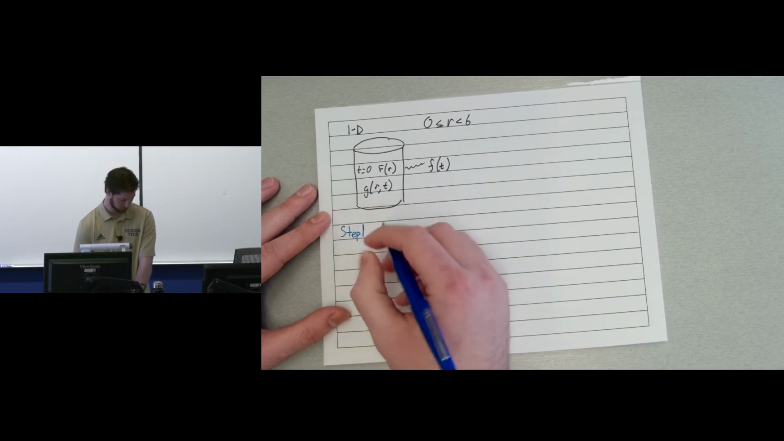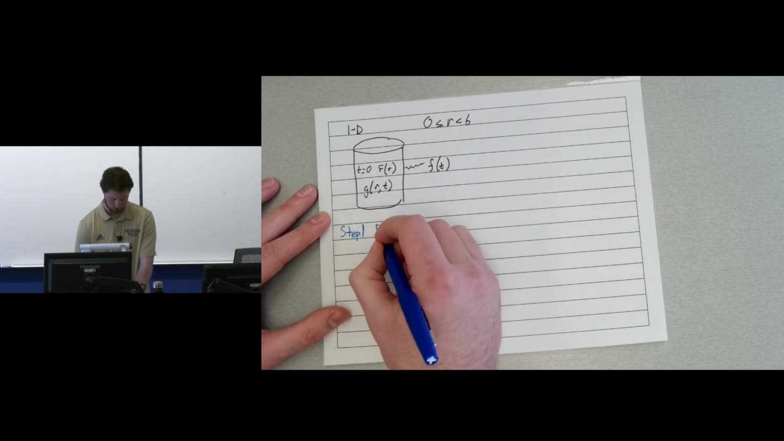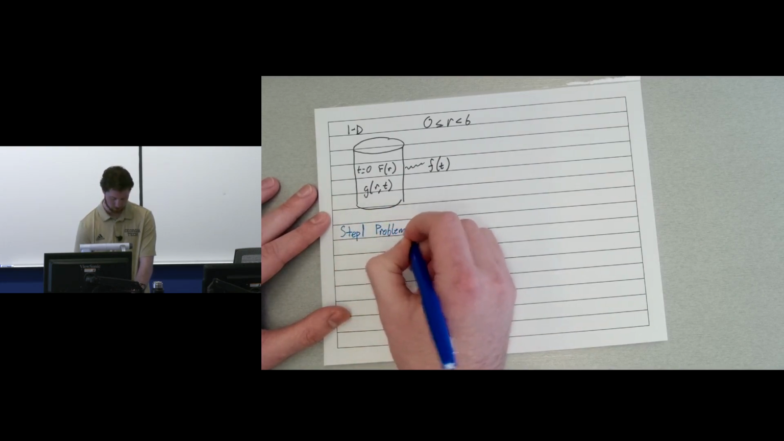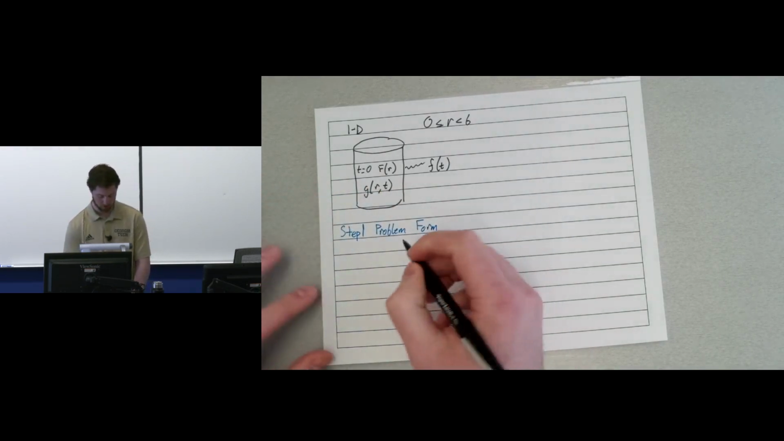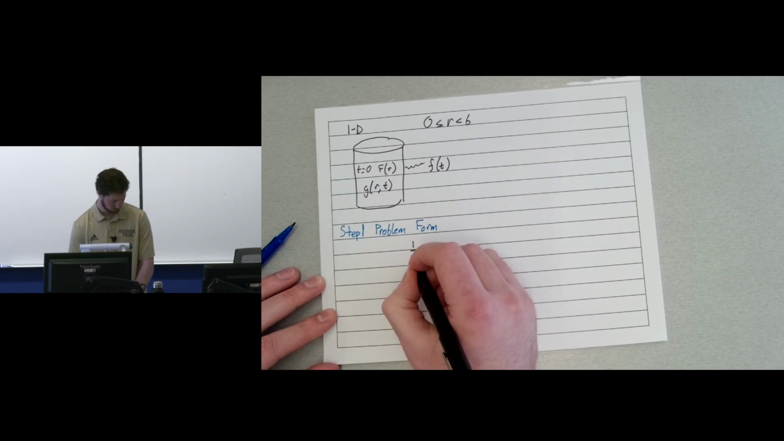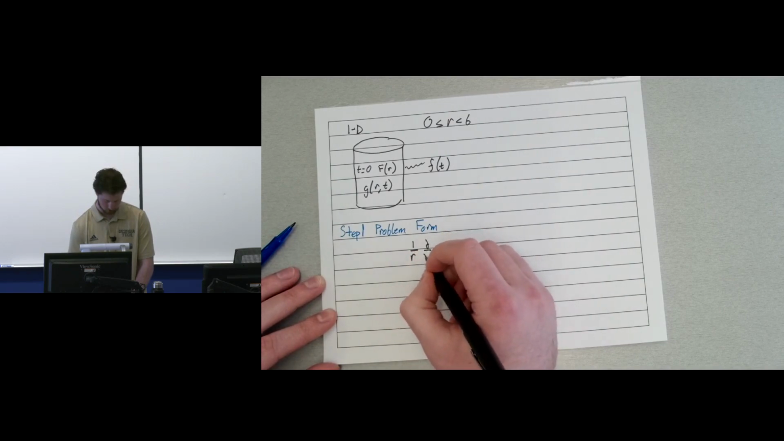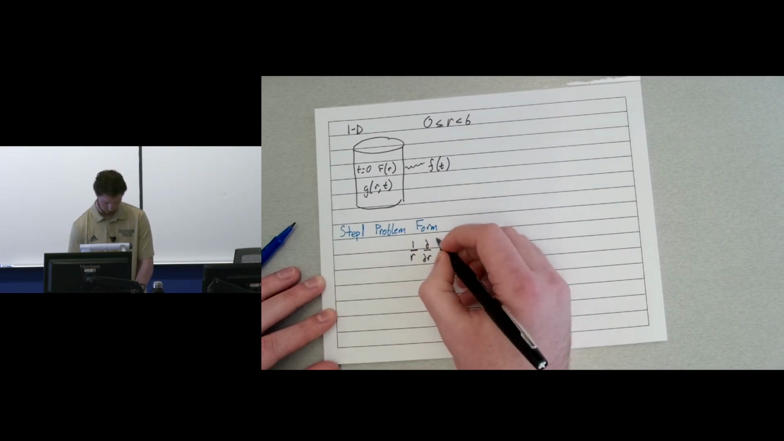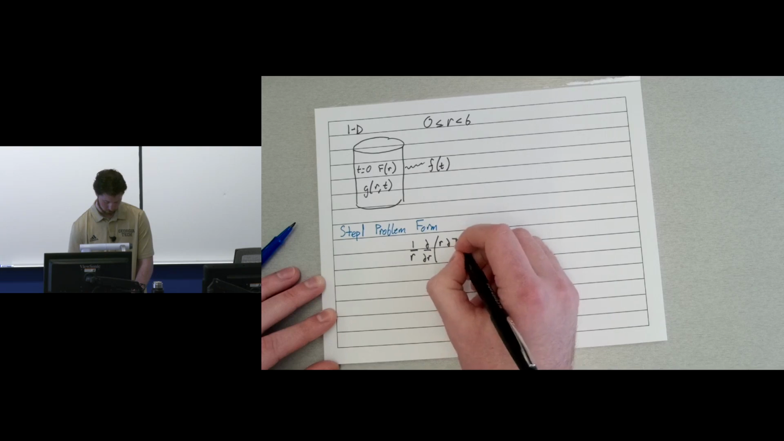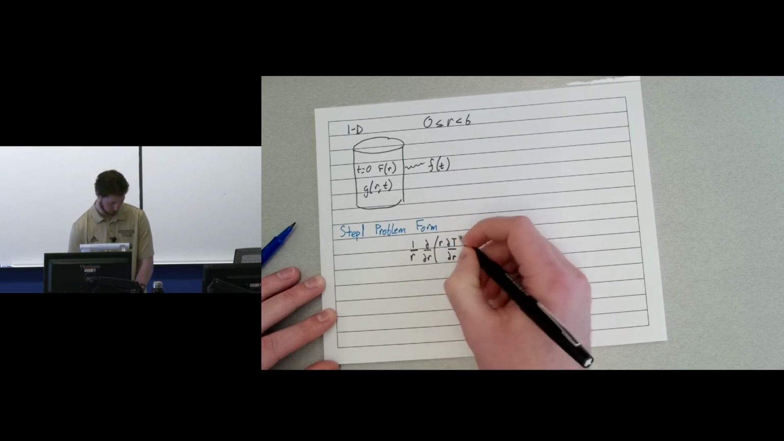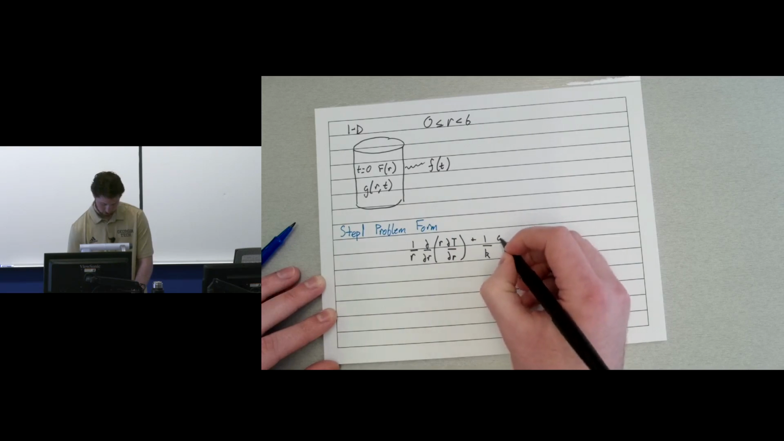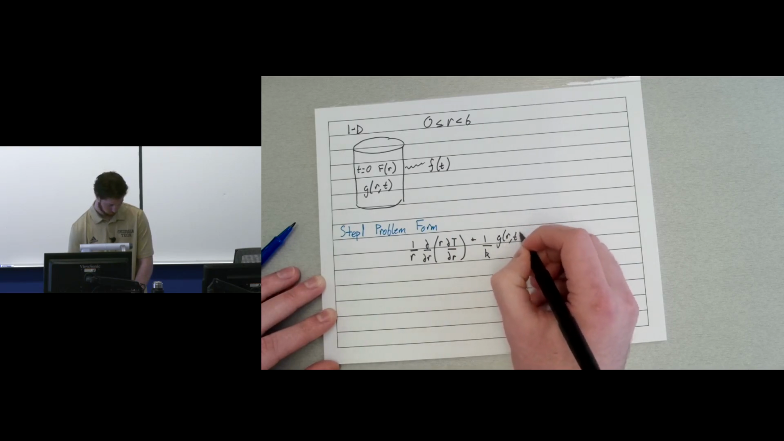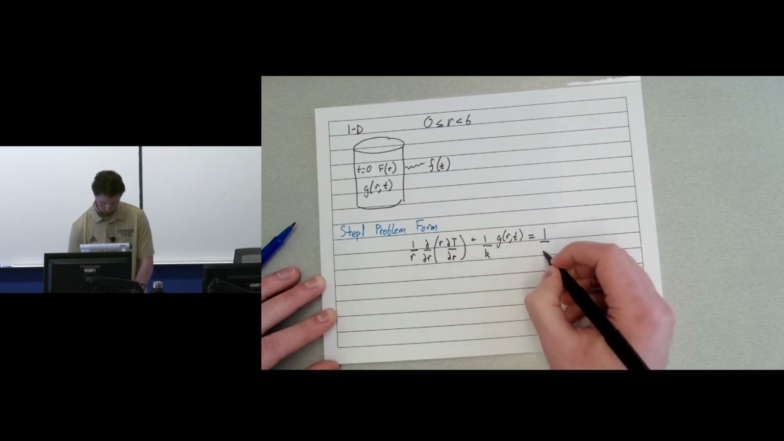So step 1 is going to be our problem formulation. We'll start with our governing equation. So 1 over r, differential with respect to r, times r, differential of temperature with respect to r, plus 1 over k, our generation term, equals our storage term.